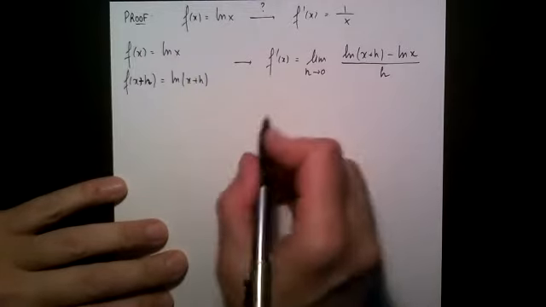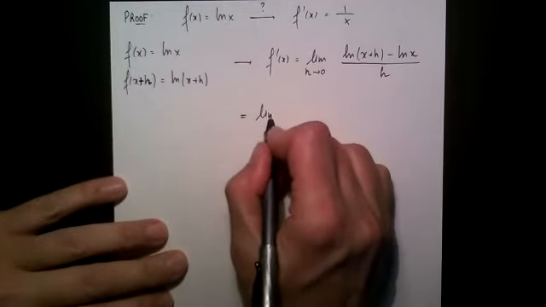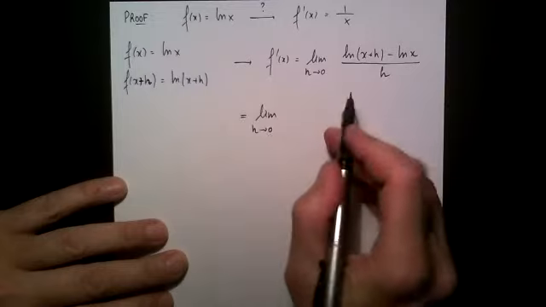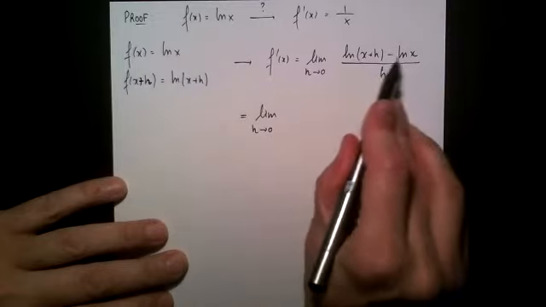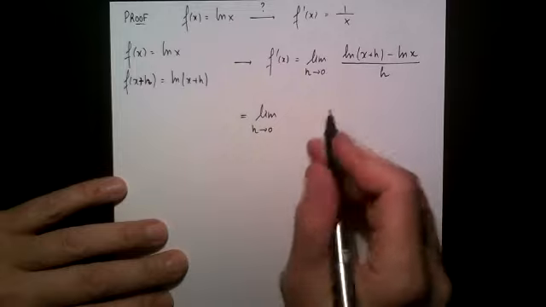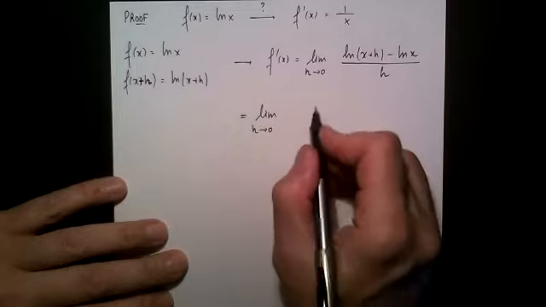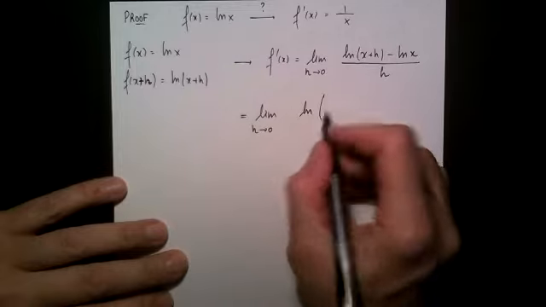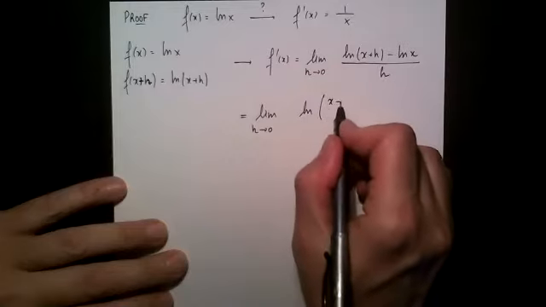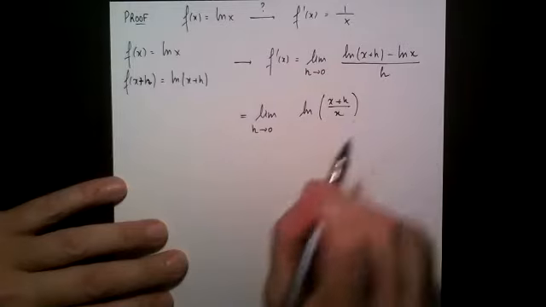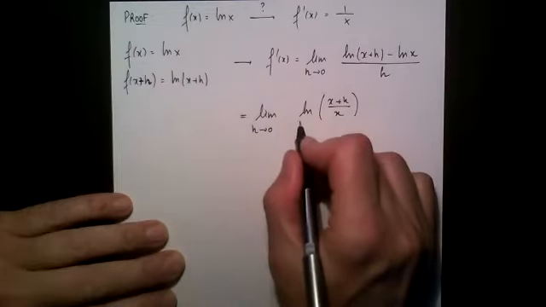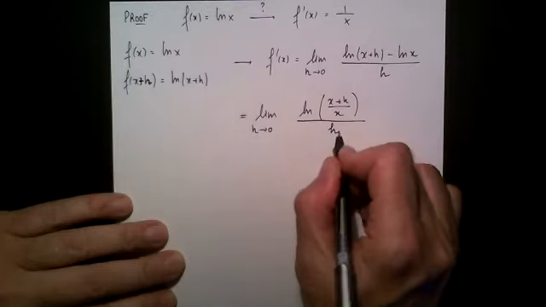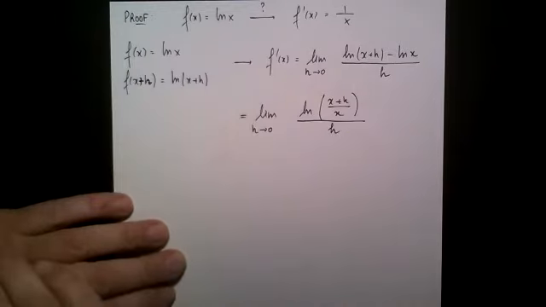Okay, let's work on this a bit. Equals the limit as h approaches 0. So I'm subtracting 2 logs. We know that if we subtract 2 logs, then we could just write 1 log and divide them. So it's x plus h over x. It's one of the properties of the logs. Is this okay? And then over h. Who's got questions so far?